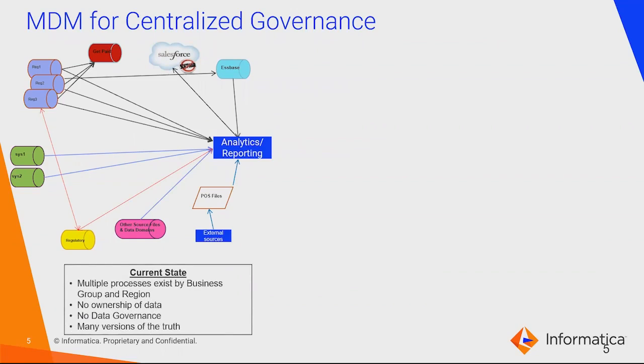Now, as you can see, there were multiple processes that existed in each region. So it was very hard to get ownership of the data. We already spoke of the data governance challenge and not having a single version of truth.